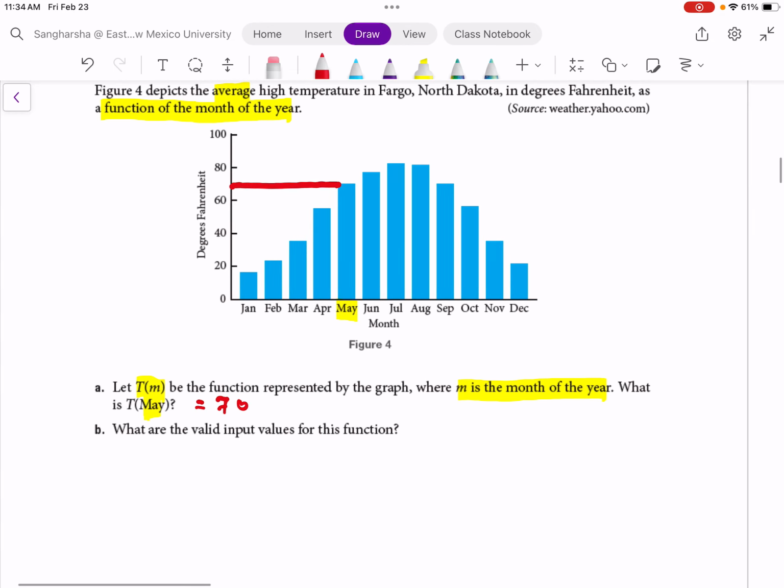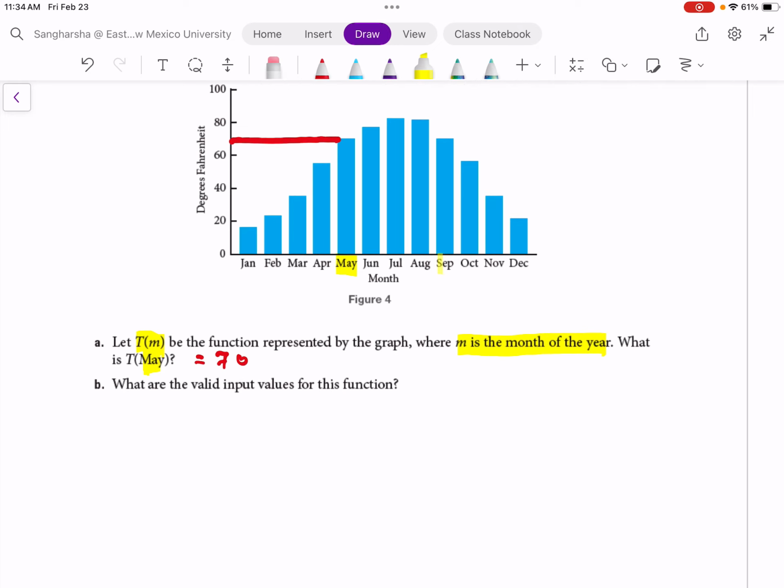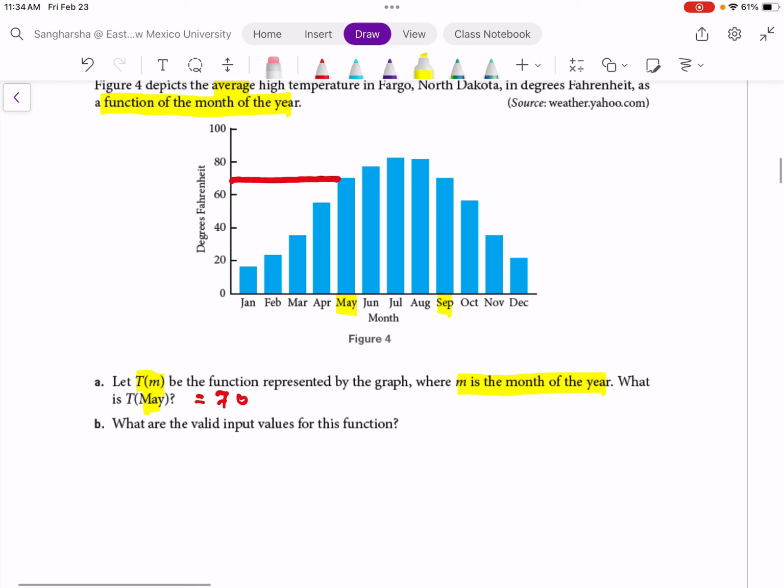Now what would be T of September? So your input is September. You look for September, and your output is given by the height. This height is the output, and the corresponding height is still 70, right? So your input is always the x coordinate, and the y coordinate is your output.